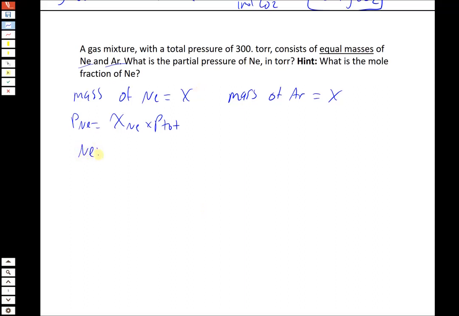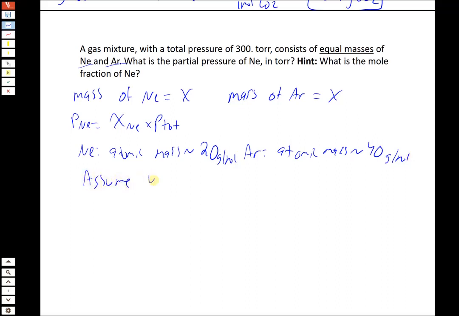So for neon, the atomic mass is around 20. These are numbers from the periodic table. I'm not going to go back and forth to the periodic table. But for argon, the atomic mass is around 40 from the periodic table, grams per mole if we put units on it. So to make my life easy, I'm going to assume 40 grams of each gas. And by doing that, we'll have exactly 1 mole of argon and 2 moles of neon.